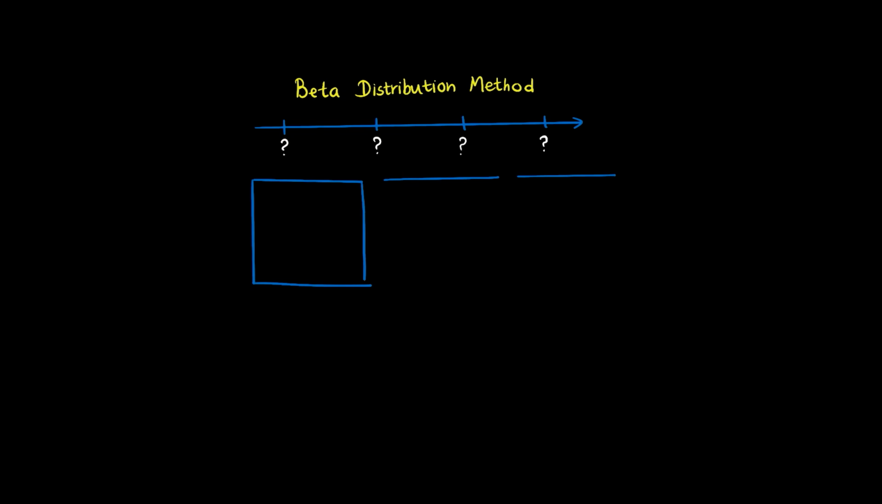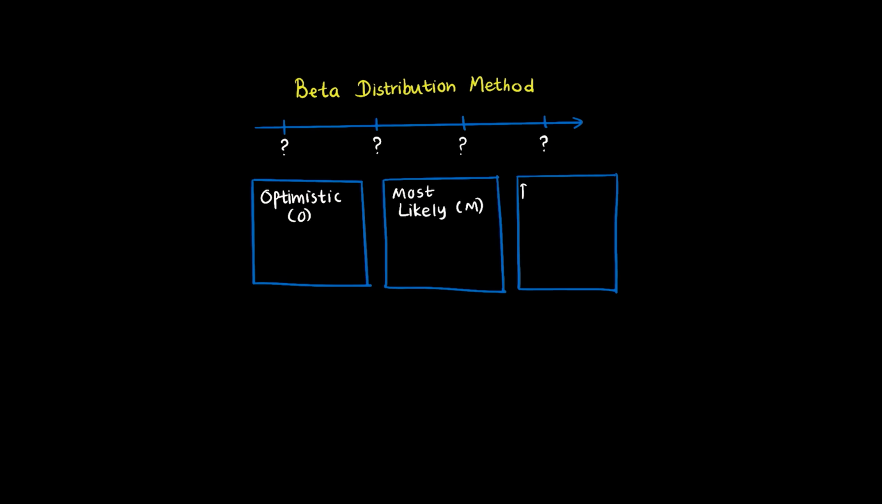Project management involves constant uncertainty about task durations. How long will testing really take? What about development? The beta distribution method addresses this uncertainty brilliantly. Instead of guessing a single duration, you provide 3 estimates: optimistic, everything goes perfectly; pessimistic, everything goes wrong; and most likely, your realistic expectation. The formula weights these appropriately, giving most weight to the likely estimate.